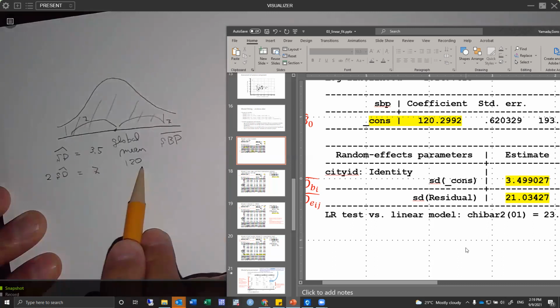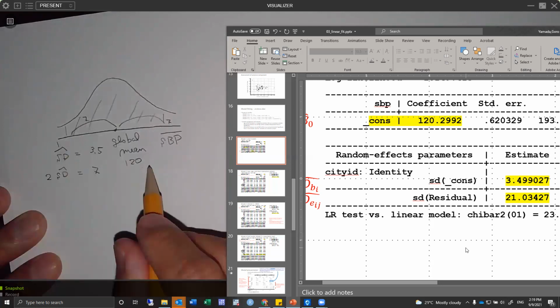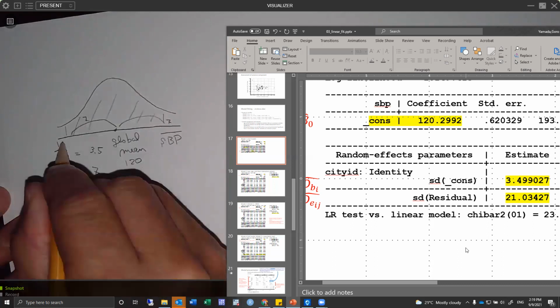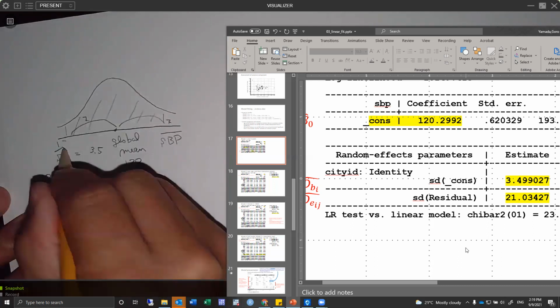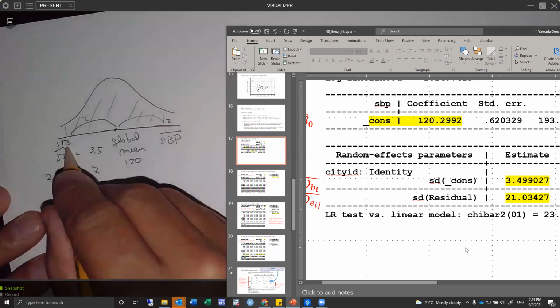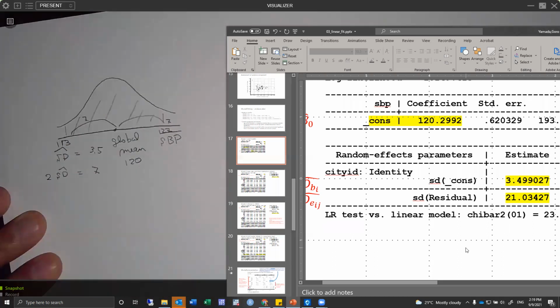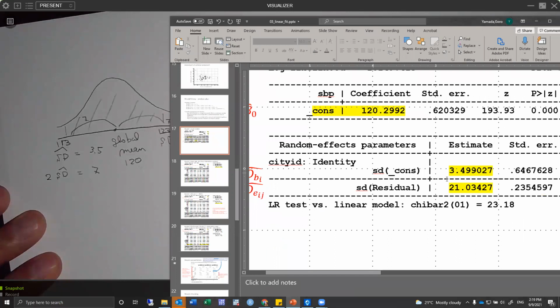So it's 95% of time we expect city mean between 113, which is given by 120 minus 7, and up to 127. Well, I should write a bit better, but anyhow. So this is what we get from here, from this estimate.